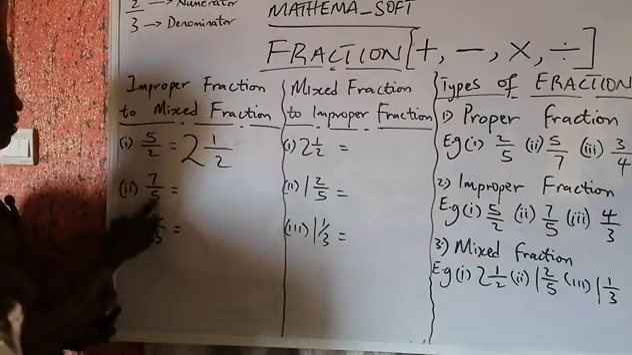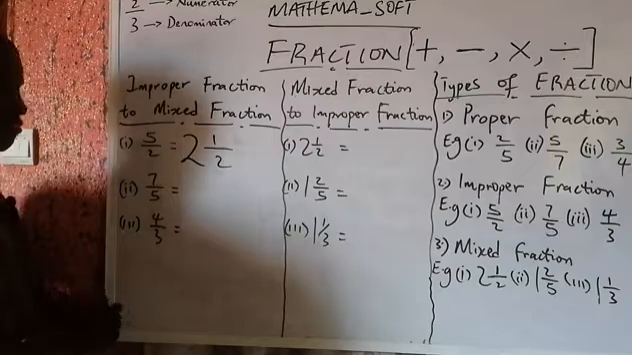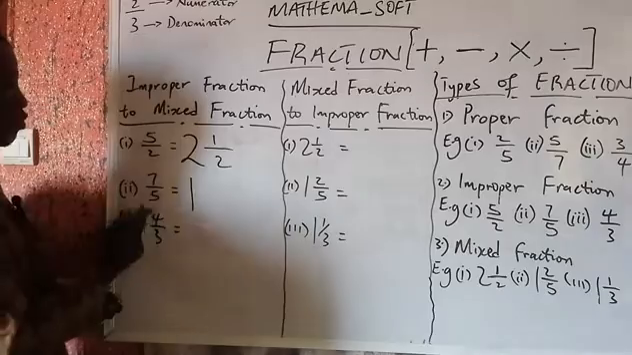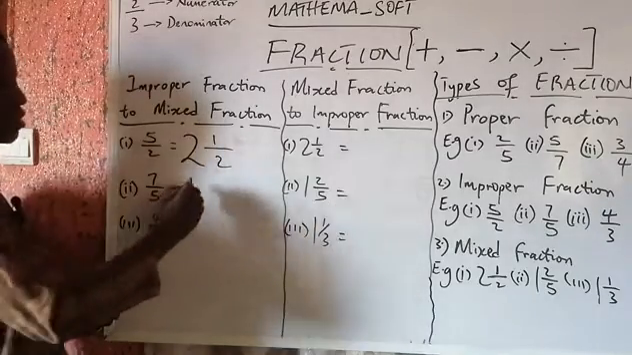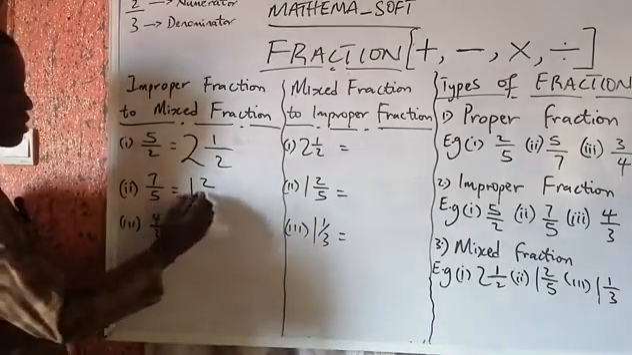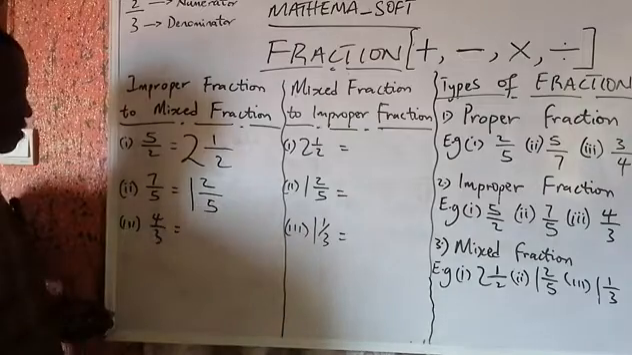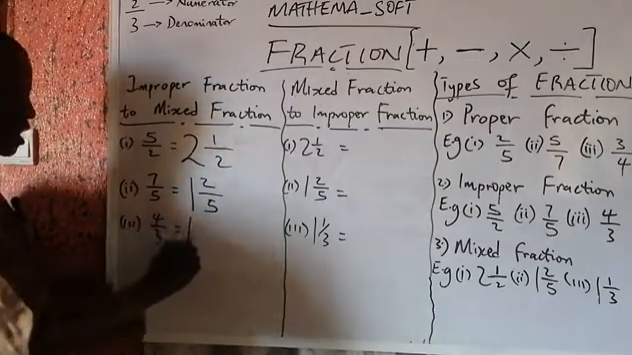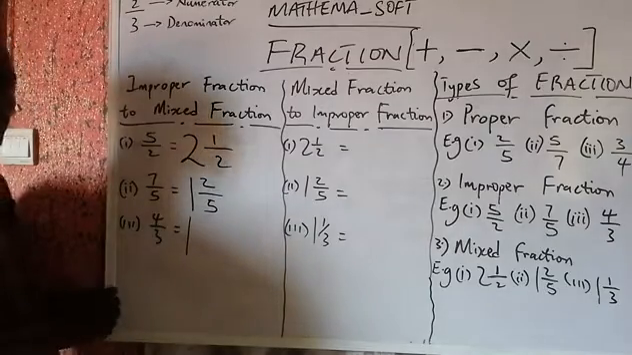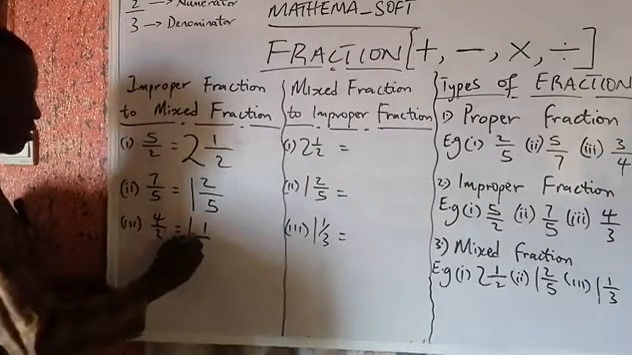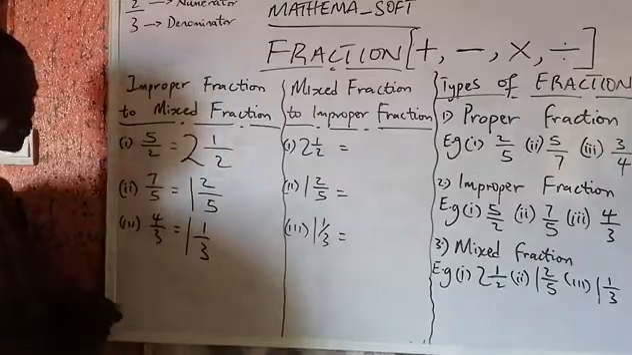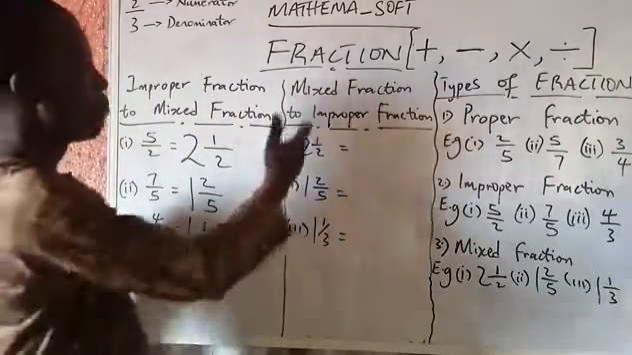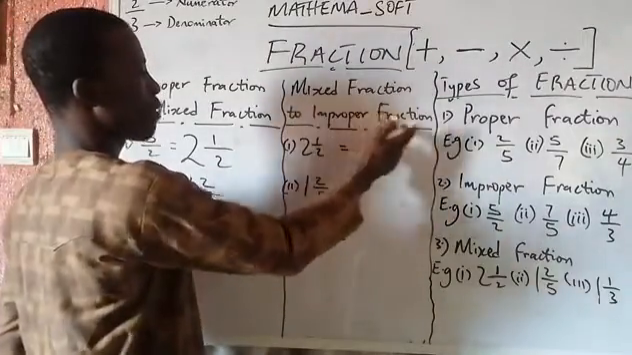Also the same thing here. How many times will 5 go in 7? And that will be 1. What will remain? It will remain 2. Then I'll put that 2 on top of this denominator, which is 2 over 5. How many times will 3 go in 4? That will be 1. Then what will remain? 1. I'll put that 1 over this denominator. Okay? And then the same thing here, mixed fraction to improper fraction.